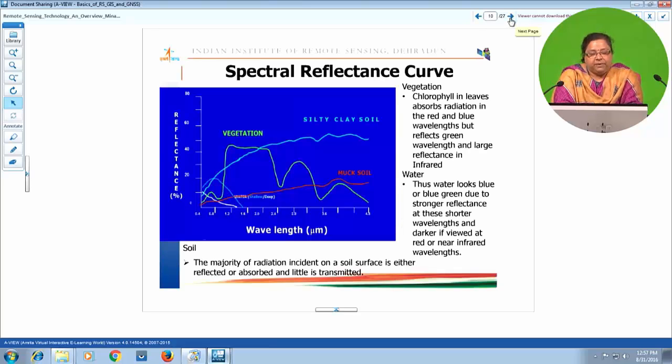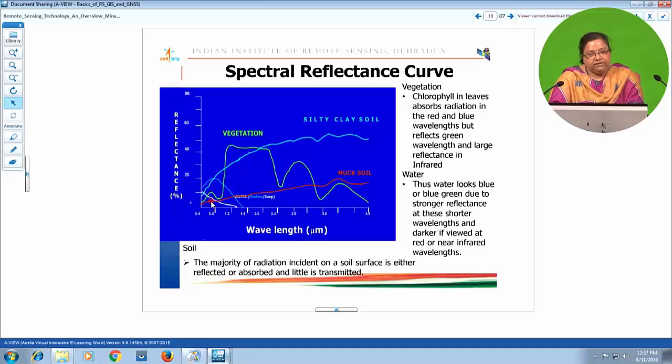So the unique spectral response for the three major land cover objects I am discussing here, that is for the vegetation, water and soil. We know the vegetation, the chlorophyll in the leaves, it basically absorbs the red and the blue wavelengths and it reflects the green, and that is why we see the vegetation as green color. And there is very high reflectance in the infrared portion of the spectrum.